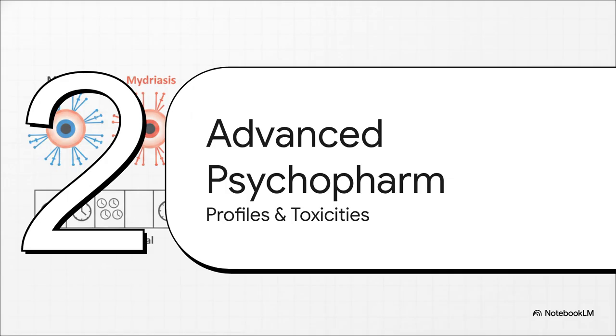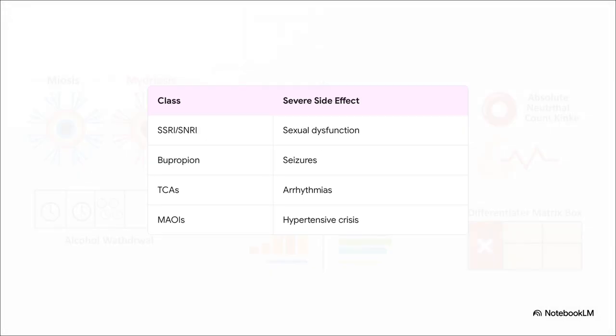Okay, moving right along to Module 2, Advanced Psychopharmacology Profiles. Let's map out these critical antidepressant toxicities, because they love to test these. SSRIs and SNRIs, they frequently cause sexual side effects. Bupropion is a great alternative for that, but it has a very specific, dangerous trap. It lowers the seizure threshold. So it is absolutely contraindicated in patients with eating disorders or a history of seizures.